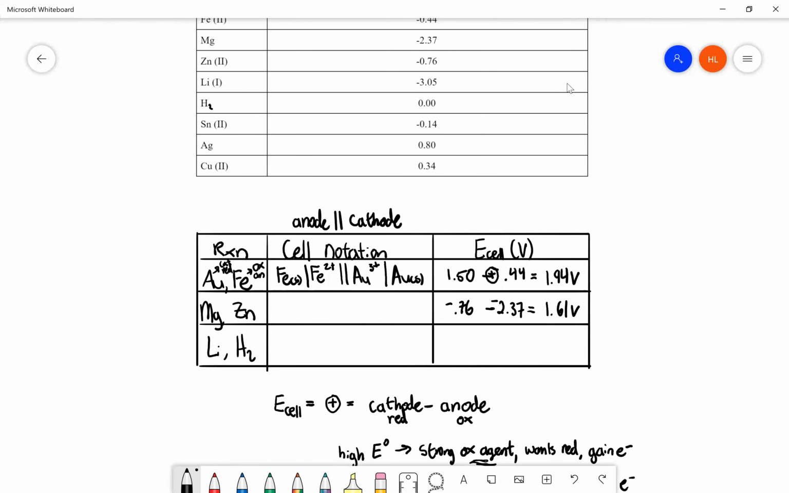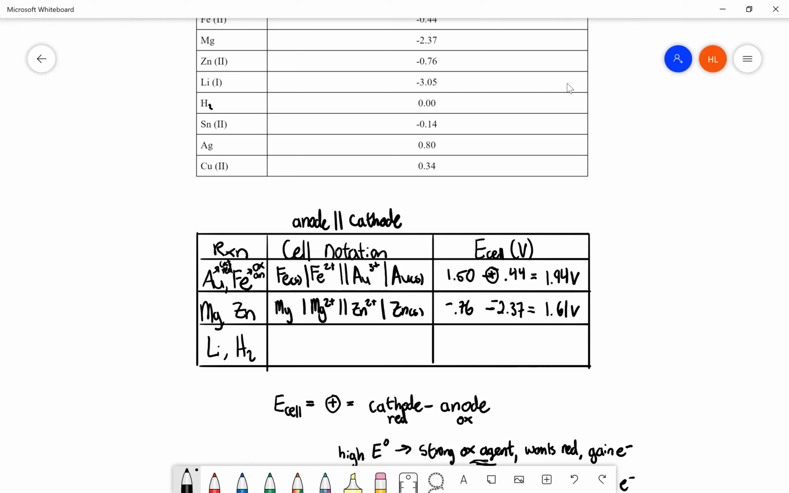For our anode-cathode cell notation, I have the salt bridge, and our anode is going to be magnesium, so Mg2+, and then our cathode is going to be Zn2+ and Zn solid. So in that case, we can move on to our third.